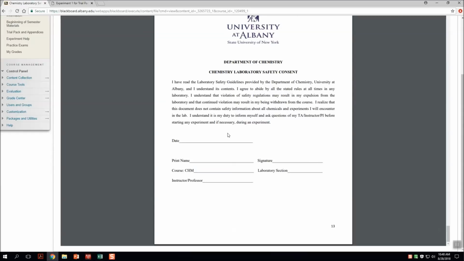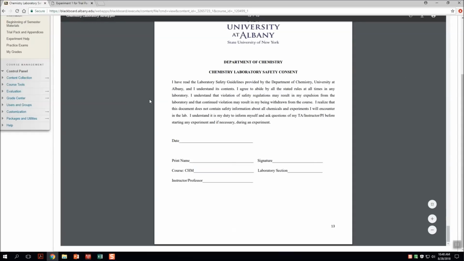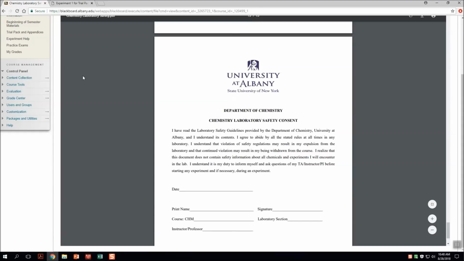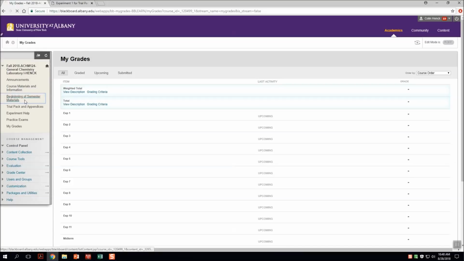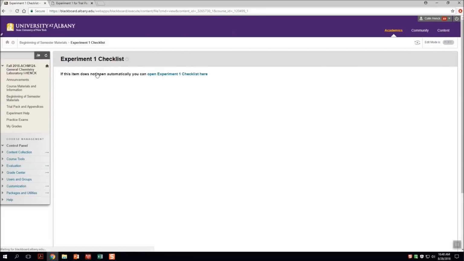Every student must have a consent form when they show up to do experiment 1. So please make sure you read this, get it from your lab manual or print out a copy, and bring your consent form to experiment 1. Now I want to go back, not to my grades, I want to go back to the first week checklist.